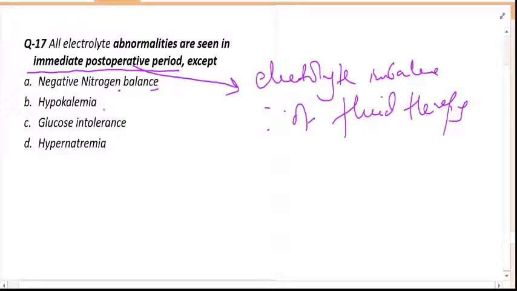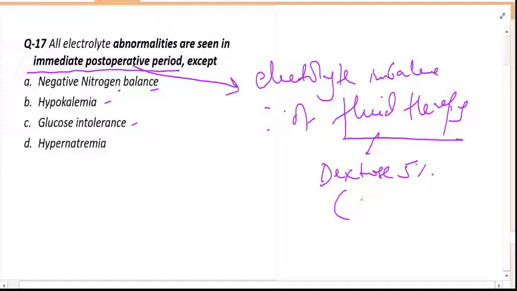Because of the renin-angiotensin system, hypokalemia will be seen, glucose intolerance will be seen, slight hyponatremia seen but not significant. So in case of, because of fluid therapy, if you give like dextrose, this is very commonly given, dextrose 5% is given. So you can say this dextrose 5%, it does not contain any sodium. So because of this, patient can go into hyponatremia.